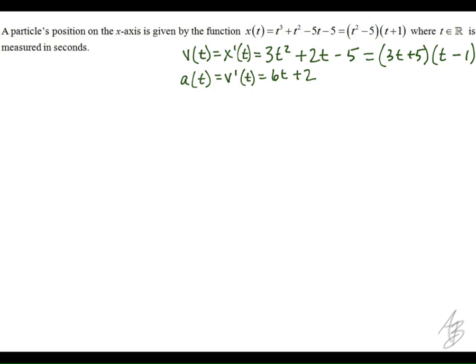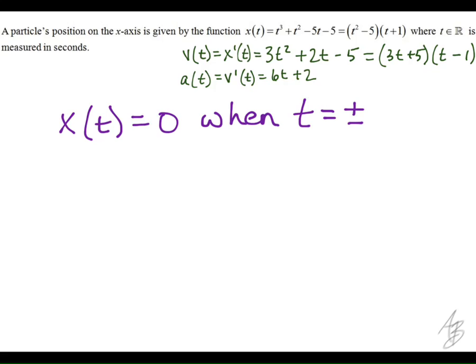So now that we know what the functions for the position, velocity, and acceleration are, it's going to be useful to know when each of those is equal to 0. So we'll set each of those equal to 0 here real quick. We know that x of t is going to equal 0 when either of these factors is equal to 0. If we set t squared minus 5 equal to 0, we get t equal to plus or minus the square root of 5, which is a number that's a little bit bigger than 2 or a little bit smaller than negative 2. And we also get x is equal to 0 when t is equal to negative 1.